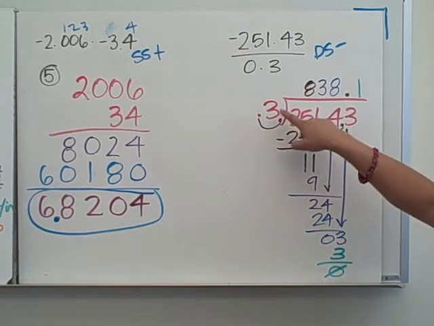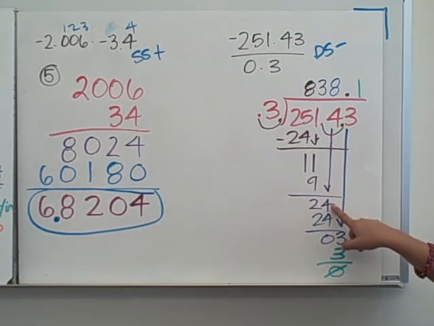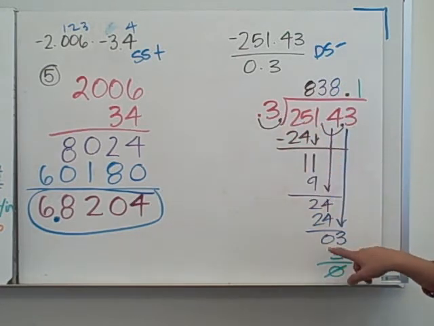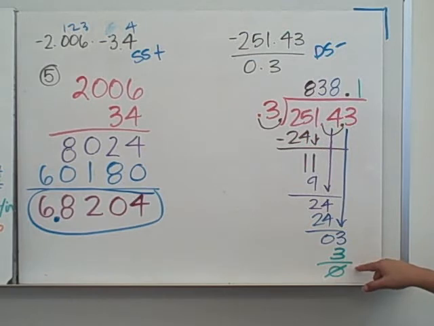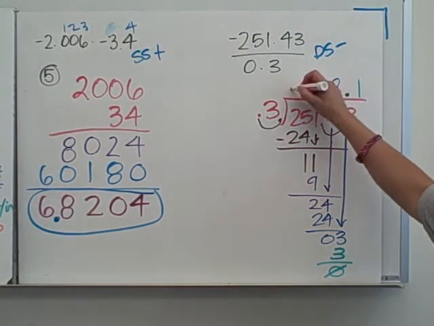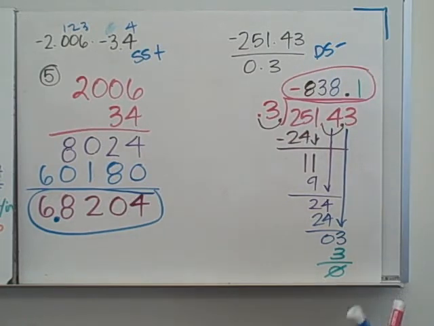And then I said 3 times 3 is 9, subtracted, brought down my 4. 8 times 3 is 24, brought down my 3. And then 1 times 3 is 3, 0 remainder. The only thing left is I need to put my negative sign in. So negative 838.1. Negative 838.1.